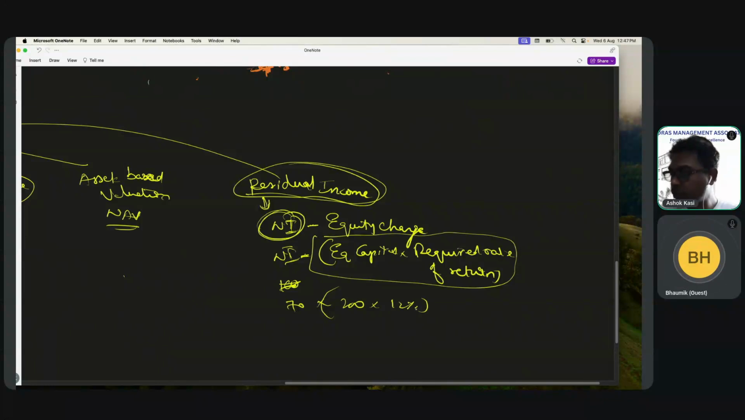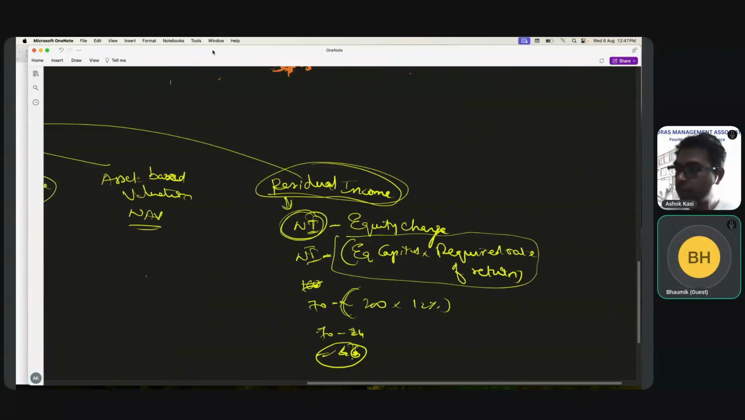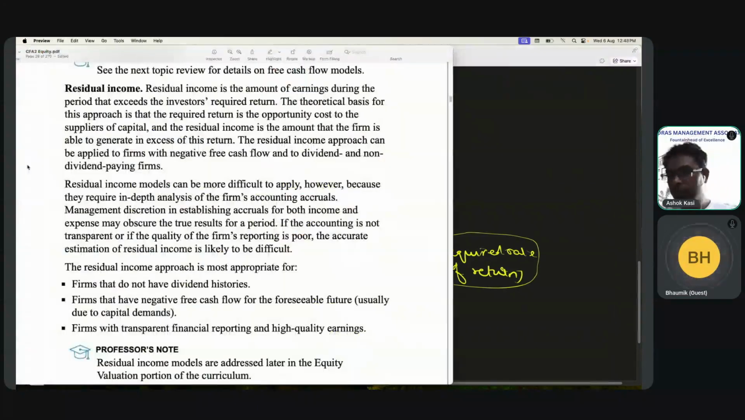So how much does it come to? 24. So 70 minus 24 is 46. This is my residual income. On this basis, I will value the company. By the time we finish this entire subject, you will get a fair view of when to use which model and all those things.